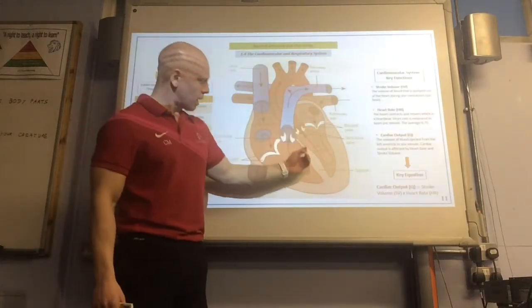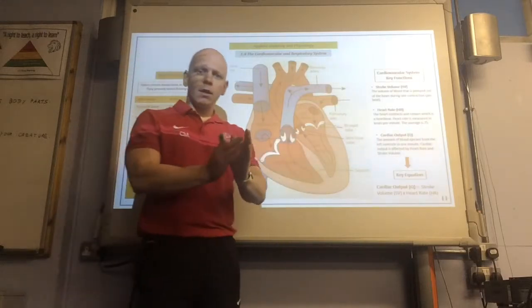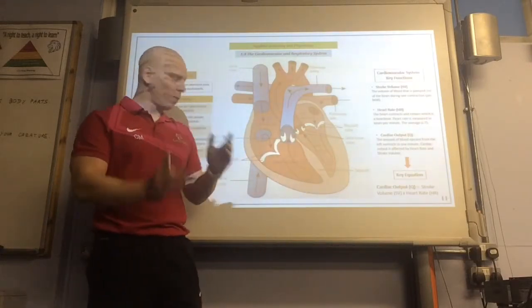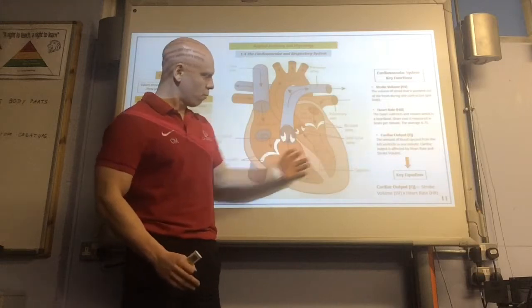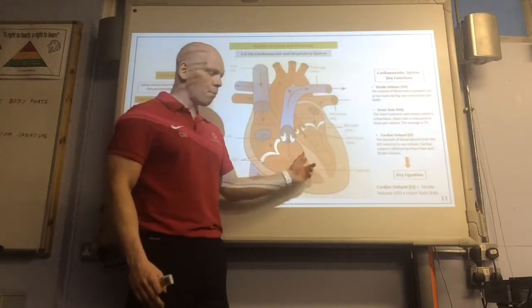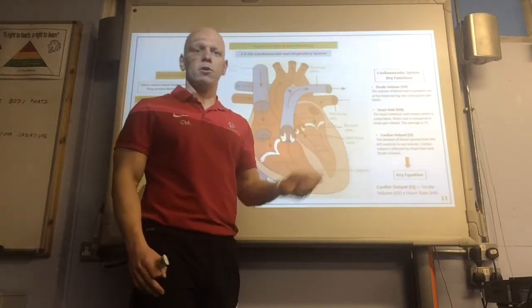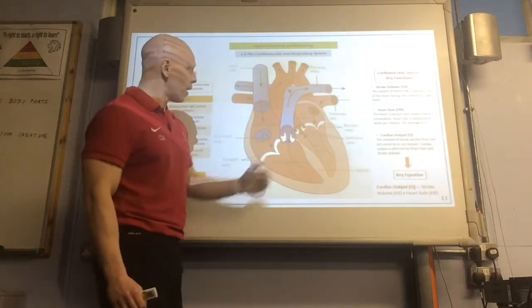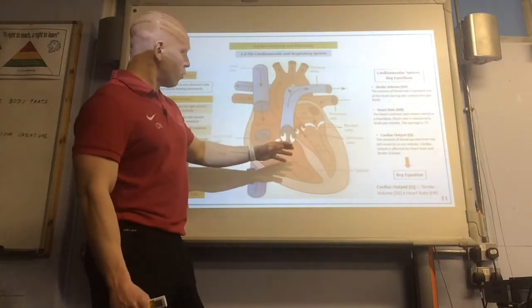Okay, we've got the septum. That is the piece of muscle in the middle of the heart that splits the two ventricles up. Without that, we wouldn't be here. Okay, the septum, think about separate. Septum separates. Okay, then the other structures of the heart.